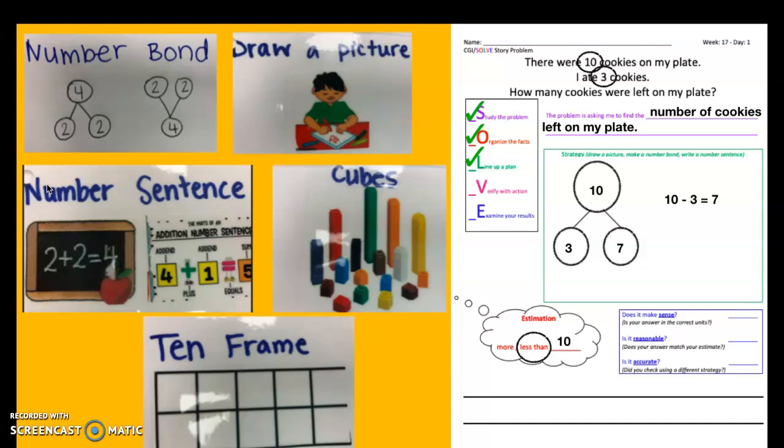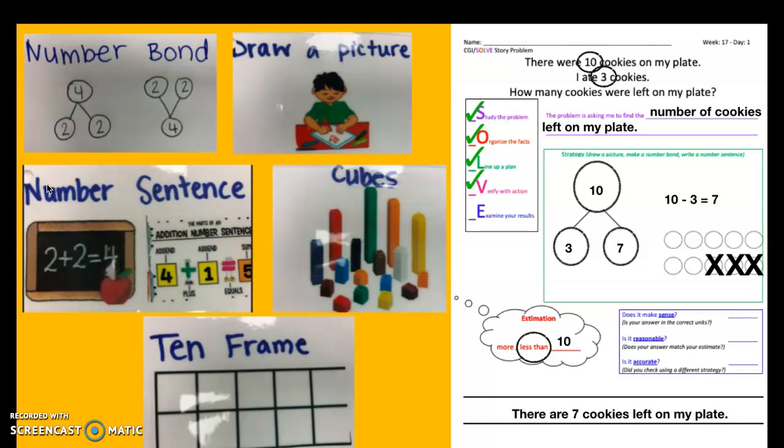Finally, I'm going to draw a picture. I have 5 here, 5 cookies on the bottom, and I know I am taking away 3. So I'm going to cross out 3. 1, 2, 3. And I'm going to write my answer. There are 7 cookies left on my plate. So I verified with action, and now I'm going to examine my results.